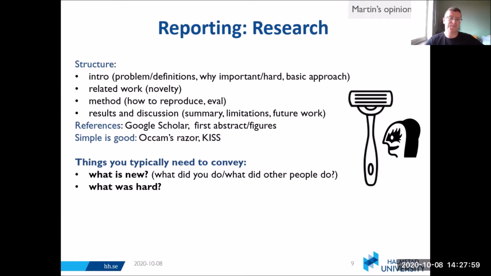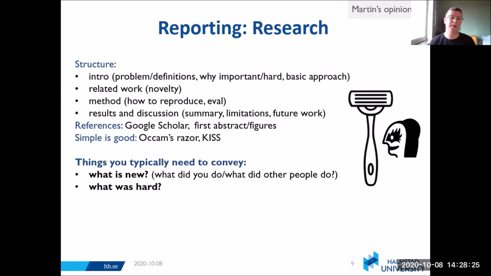tackle the problem. The related work section usually comes after, and it's not just listing everything you know or everything that you think has happened within some topic. What you should talk about is really different studies, how they're similar to your study, how they're different. And then at the end, that lets you say what's novel about what you're doing.